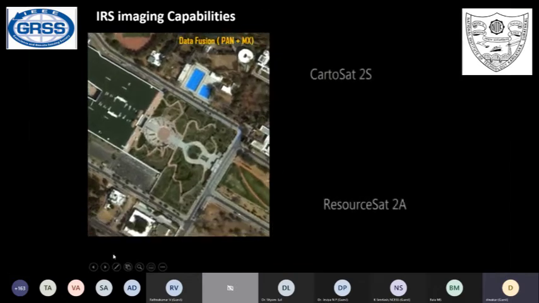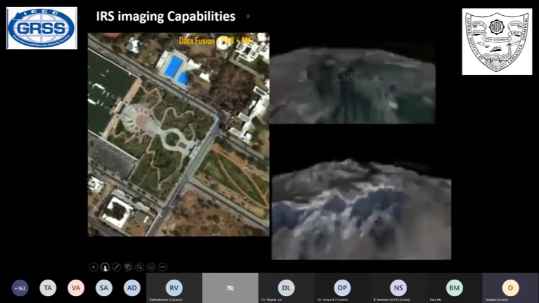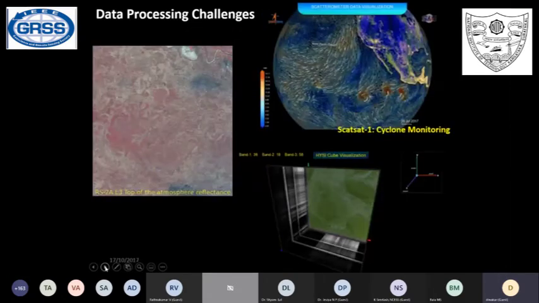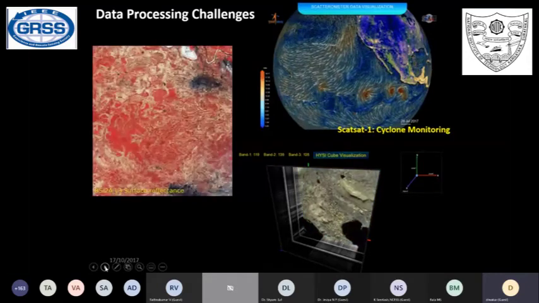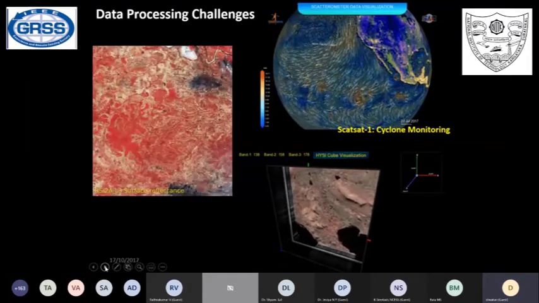But today, what we are talking about is much different. That is, is it possible that we can do the data processing in such a way that the intelligence itself can be pulled out from the satellite data?